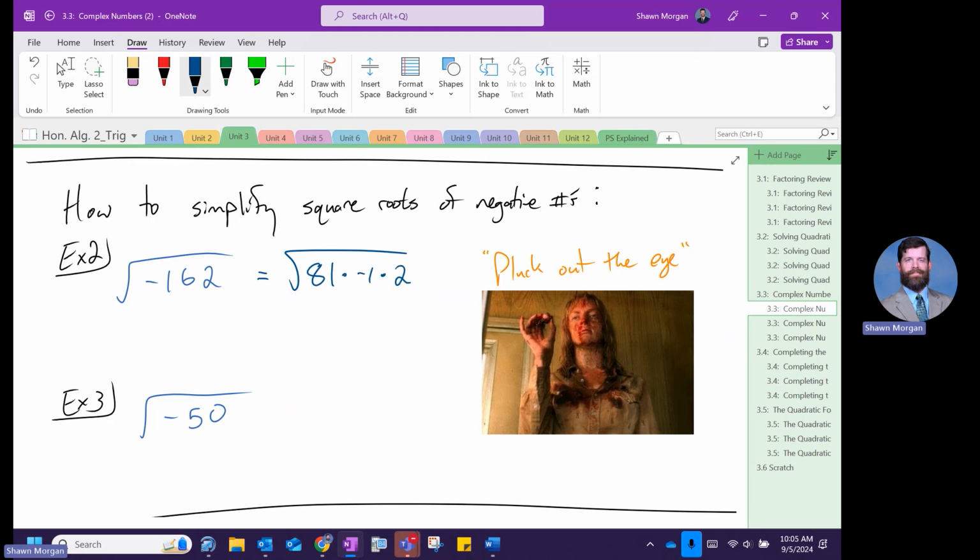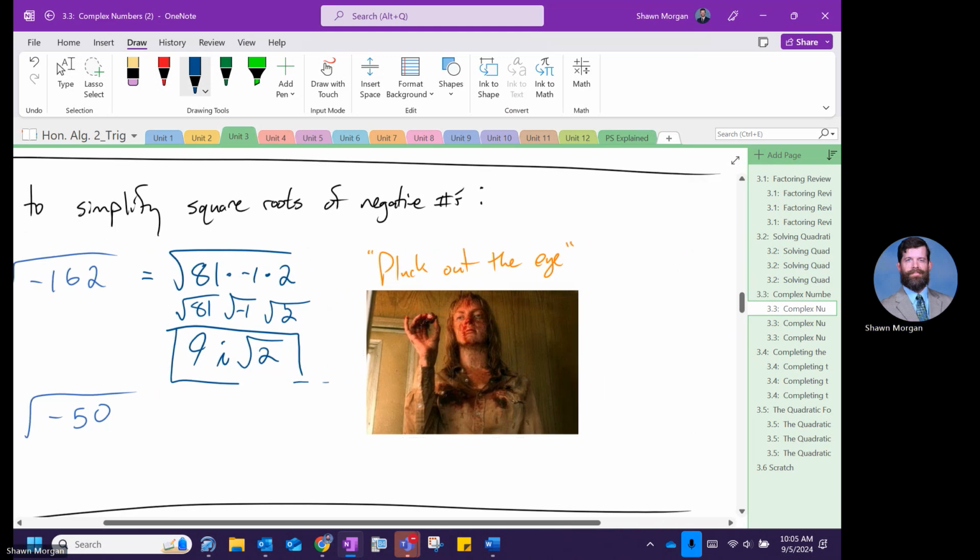And I put that in a weird order. I did, because I want to show you this is the proper order of how we're going to write things. We always write our coefficient first. Now, what's the square root of 81? And then we write our imaginary number. What's the square root of negative 1? And then if there's anything left in the radical, we just put it at the end right there.